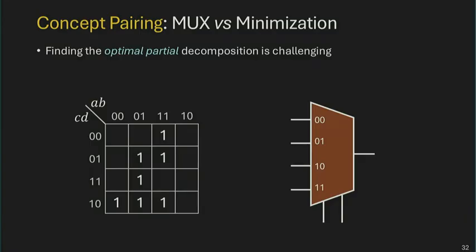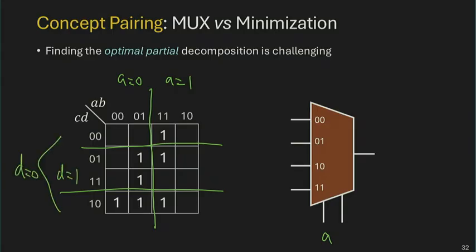Does anyone visually see a better implementation? I do see a better implementation. You can cut it like this and like this based on the a variable. So a equals 0, a equals 1. You can put a as one of your selection. And then this is d equals 1, d equals 0, d as another selection. And now again, you have 4 quadrants. You can implement each component as a smaller expression.